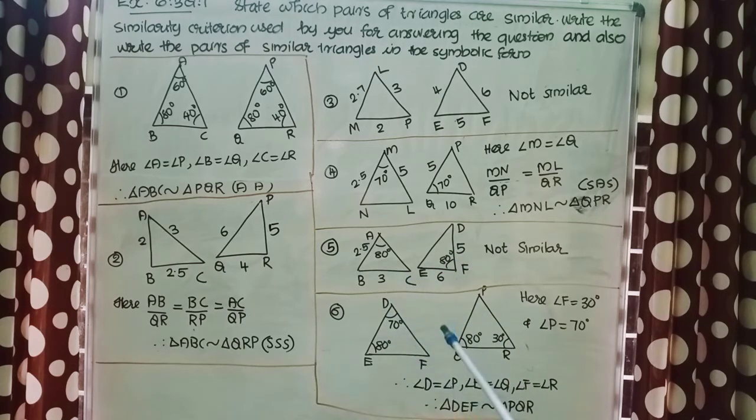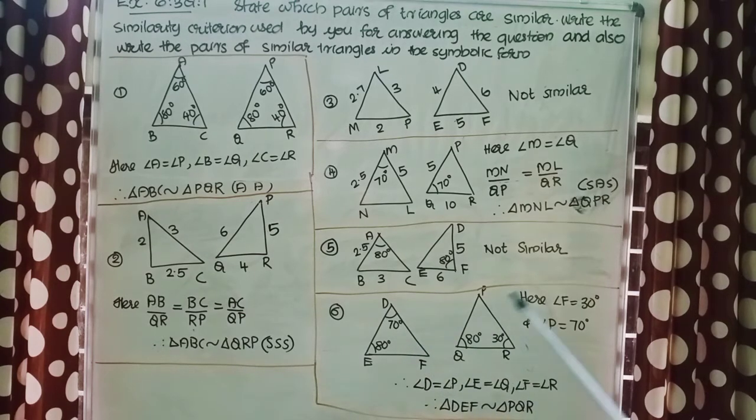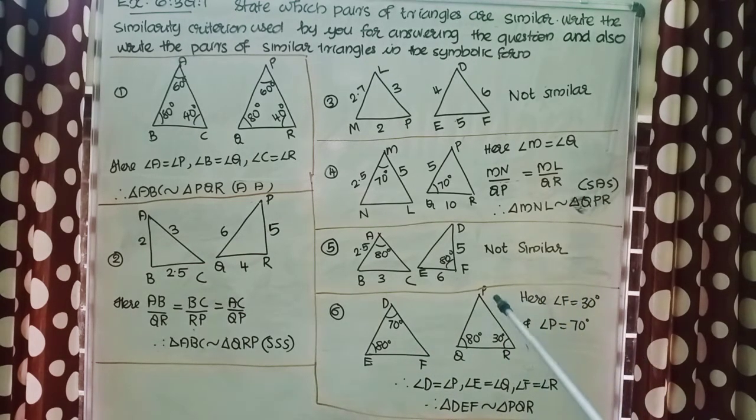Last question, triangle DEF and triangle PQR. Angle D 70 degree, angle E 80 degree, angle F is missing. Here angle P is missing, angle Q 80 degree, angle R 30 degree. In the first triangle, by angle sum property we can find angle F, that is 30 degree. For the second triangle, angle P is 70 degree. So we can find all the angles are equal. Angle D equal to angle P, angle E equal to angle Q, angle F equal to angle R. Therefore, triangle DEF is similar to triangle PQR by AA similarity criterion.